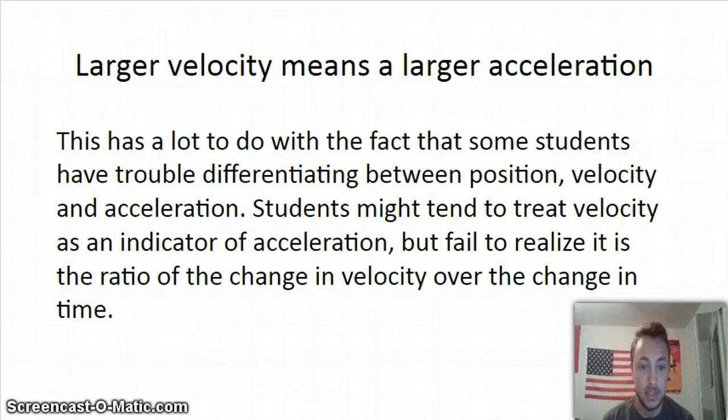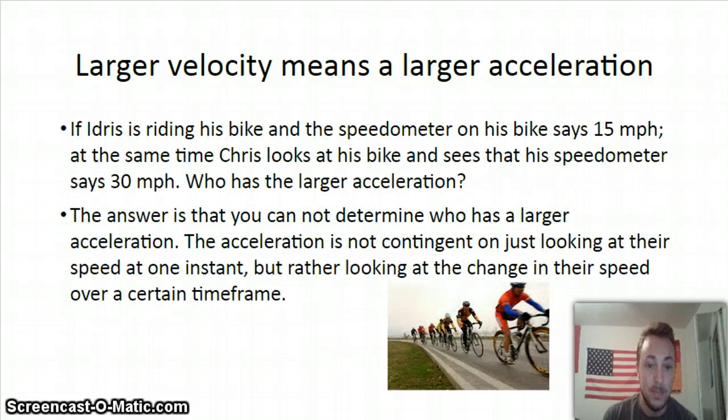Now, this has a lot to do with the fact that some students have trouble differentiating between position, velocity, and acceleration. Students might tend to treat velocity as an indicator of acceleration, but fail to realize it is the ratio of the change in velocity over the change in time. So here's another example. Let's say that Idris is riding his bike and the speedometer on his bike reads 15 miles per hour. At the same time, Chris looks at his bike and he sees that his speedometer says 30 miles per hour. Who has the larger acceleration? So you might be saying, well, you can't determine that, and you're absolutely right. The answer is that you cannot determine who has a larger acceleration.